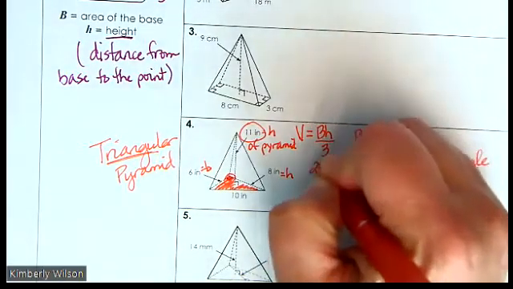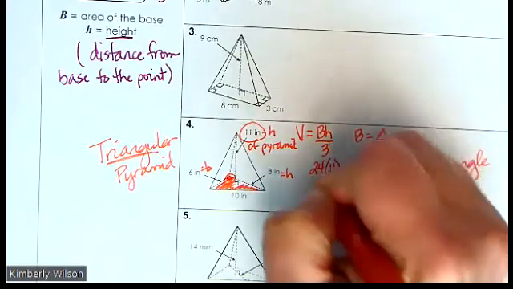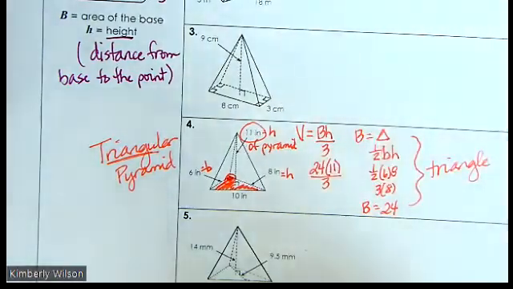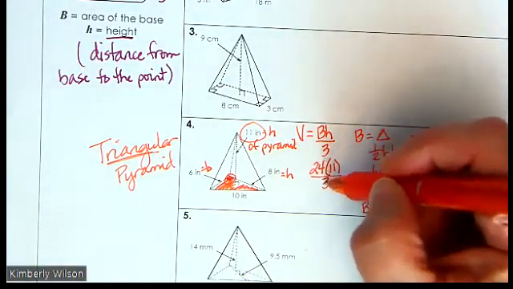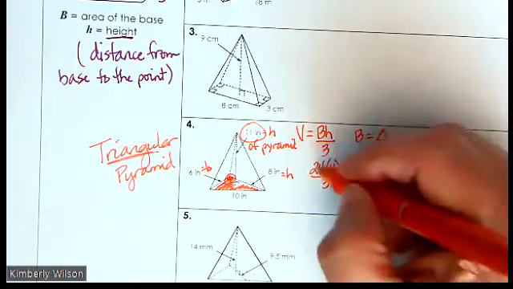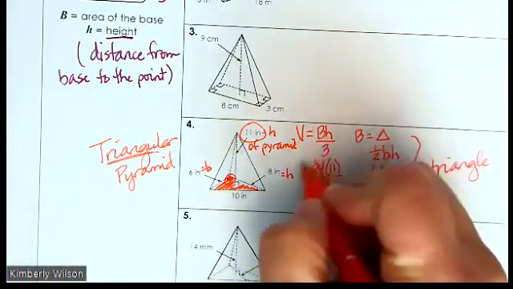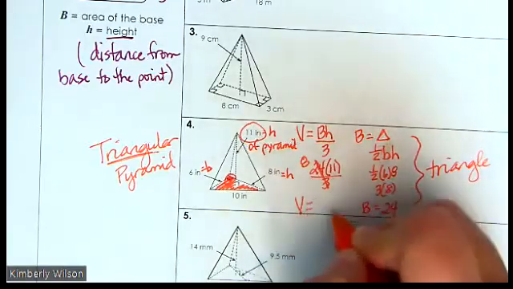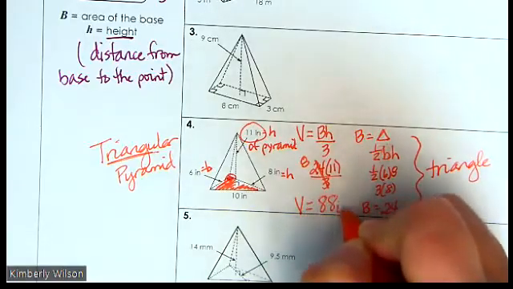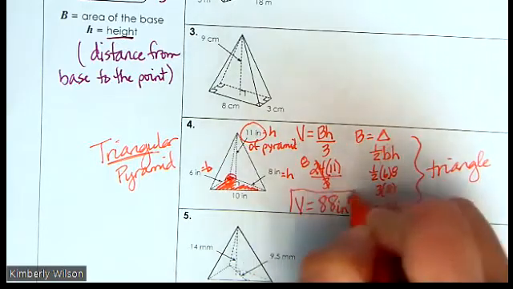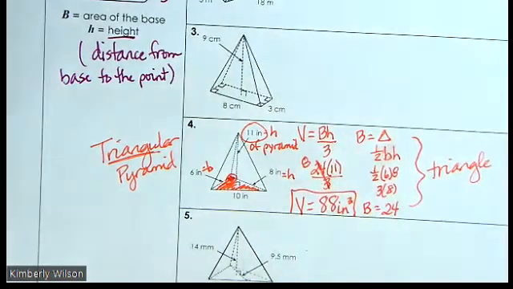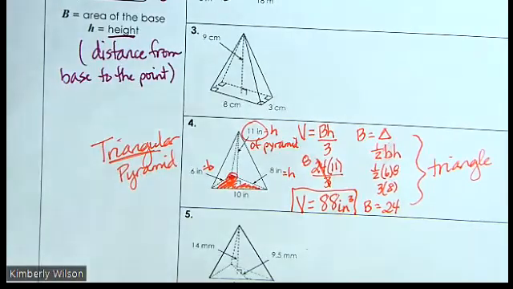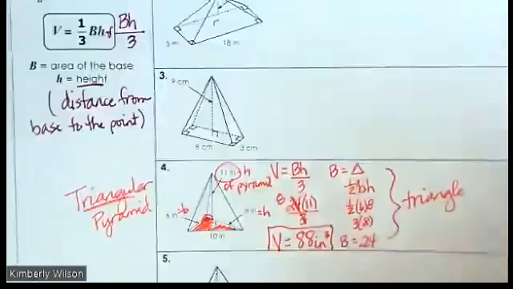So I have 24 times 11 over 3. Now, one thing you may notice at this point is, well, hold up. 24 and 3, that can cancel. 24 divided by 3 equals 8. So now I'm doing 8 times 11, which gives me a volume of 88 inches cubed. And there's my final answer. Okay, next question. Jumping over to talking about cones.